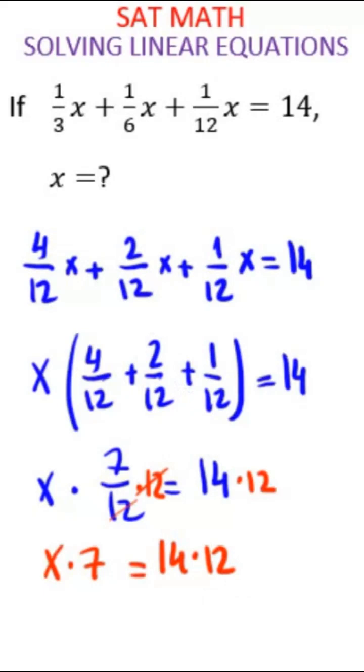And now we can divide both sides by 7. So these two 7s will be cancelled out. So x is going to be 14 divided by 7 is 2. So now 2 times 12 is equal to 24.